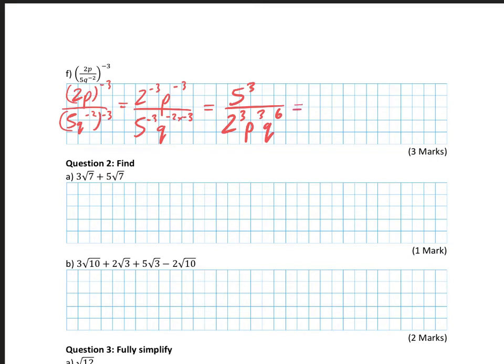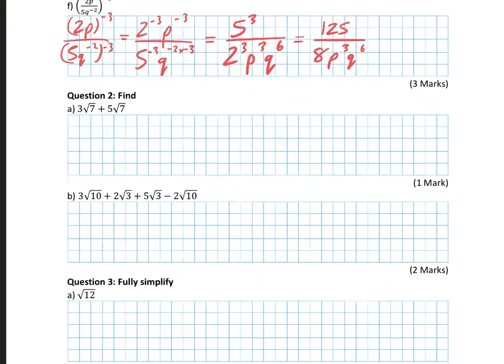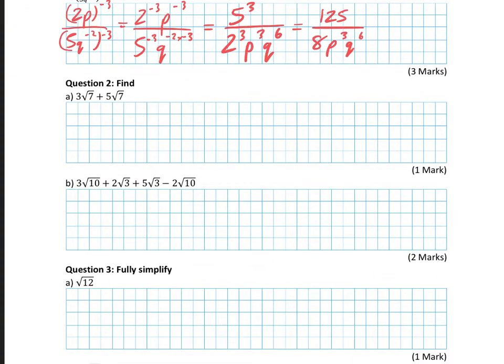We can cancel this down now, or simplify it. 5 to the power of 3 is going to be 125. 2 to the power of 3 is 8. Nothing I can do with p and q, so p to the 3, q to the 6. So that is the index laws questions. Now let's go to, still trying to work out why my pen is suddenly thick, doesn't matter.